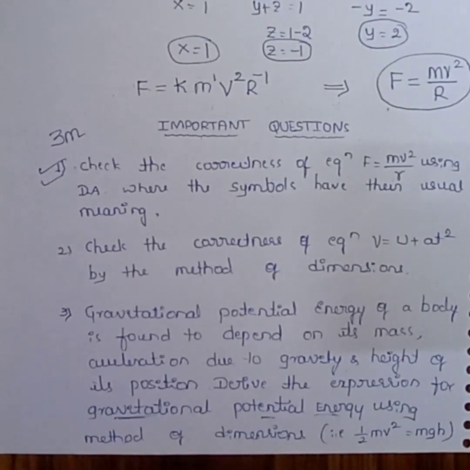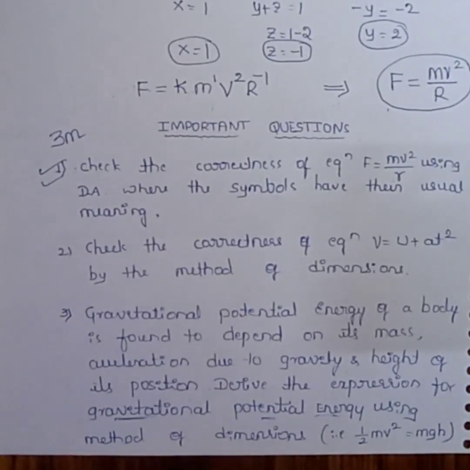For 2 marks, they will ask questions like this: write the applications of dimensional equations, or write the limitations of dimensional equations, or check the correctness of the equation x equals ut plus half at square. Or one more equation, that is final velocity v equals v naught plus at. Those types of questions they will ask for 2 marks.